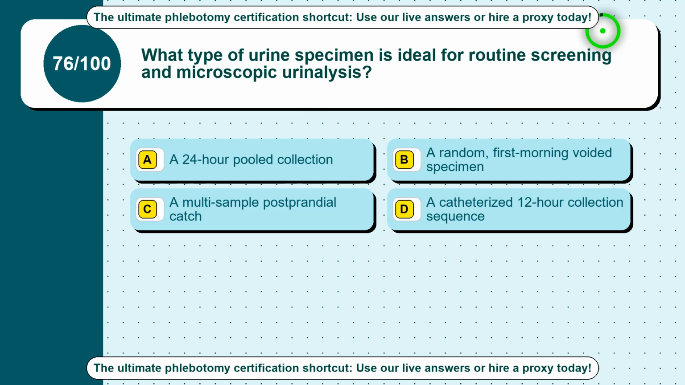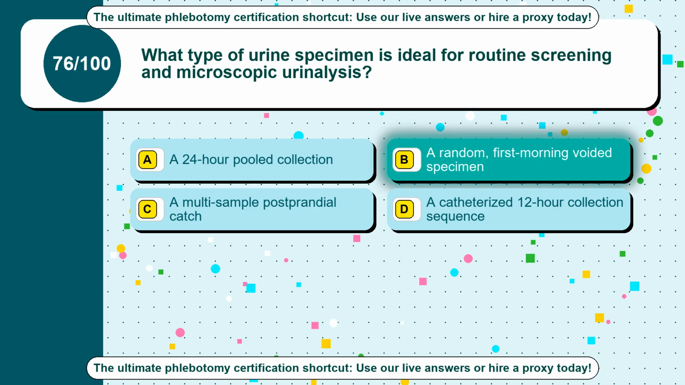Question 76. What type of urine specimen is ideal for routine screening and microscopic urinalysis? Option A, a 24-hour pooled collection. Option B, a random, first morning voided specimen. Option C, a multisample postprandial catch. Option D, a catheterized 12-hour collection sequence. The correct answer is option B, a random, first morning voided specimen.